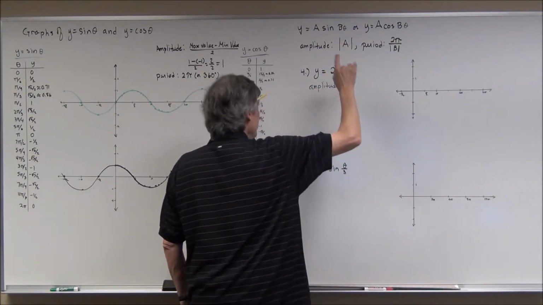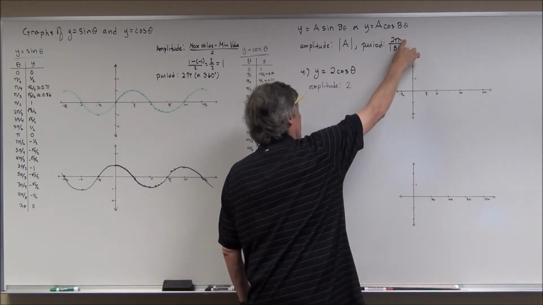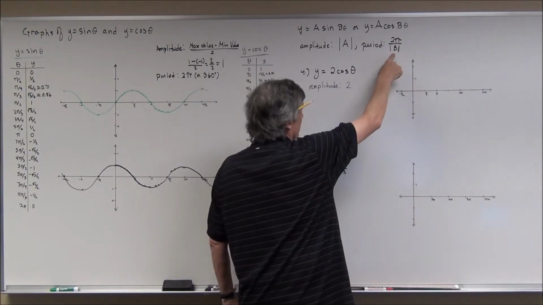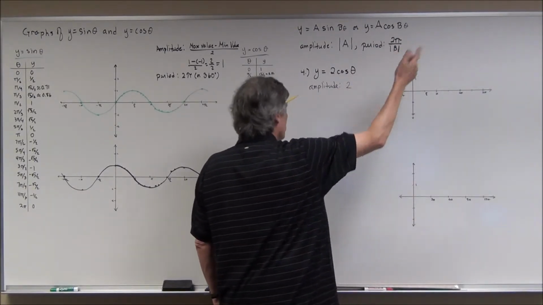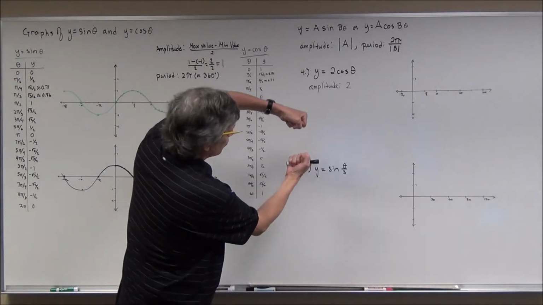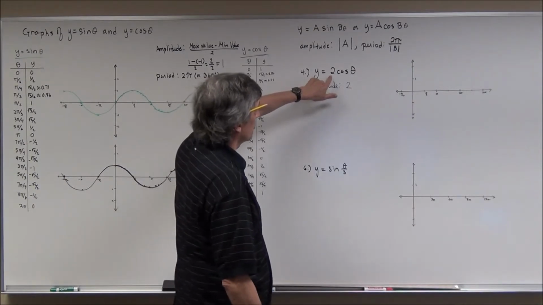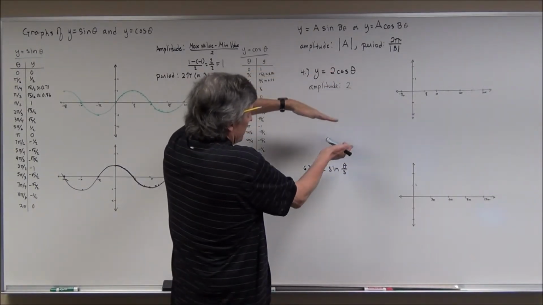All right, to find the period, we take the period of the original function, the fundamental period of 2 pi, and we divide it by the absolute value of b. Well, in this case, b is 1. So 2 pi divided by 1 is just 2 pi. So the period does not change. If this number is greater than 1, it stretches it. If it's between 0 and 1, it compresses it.